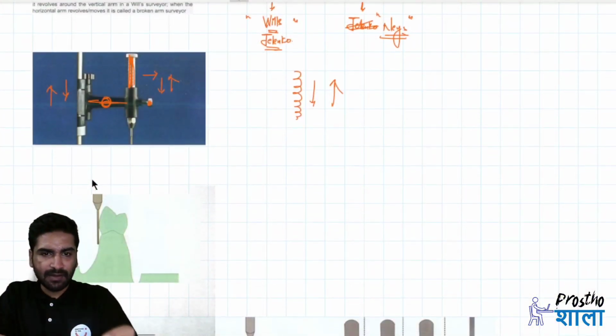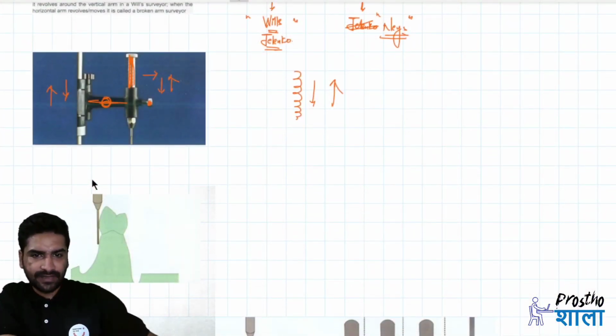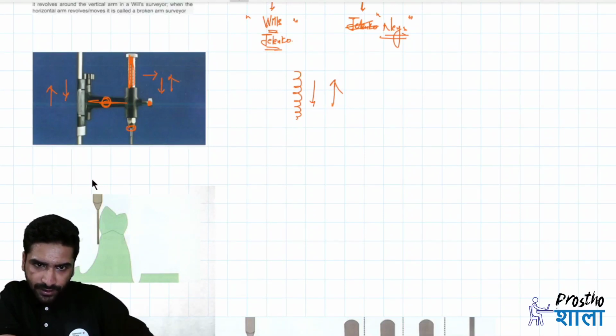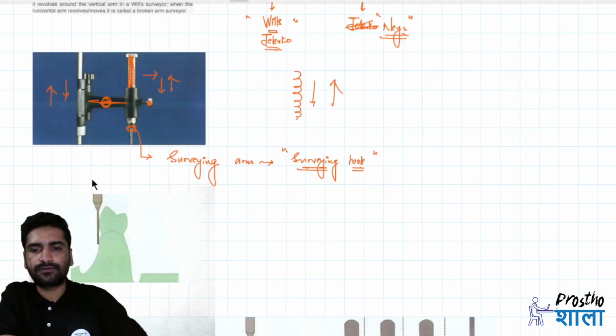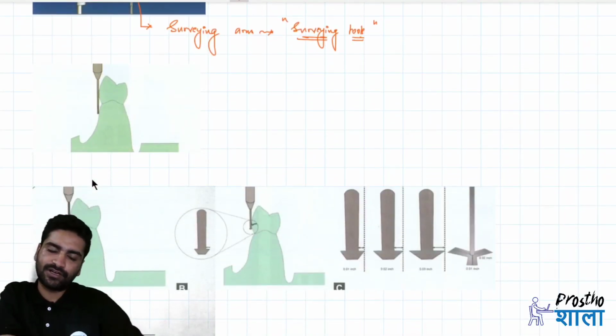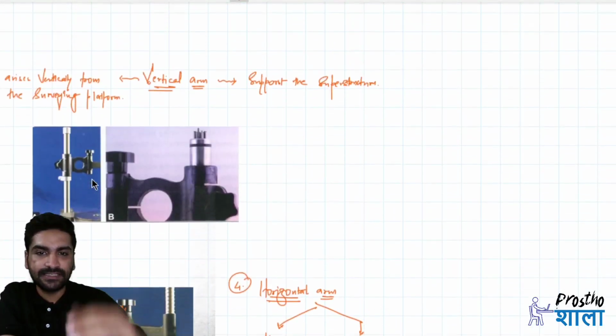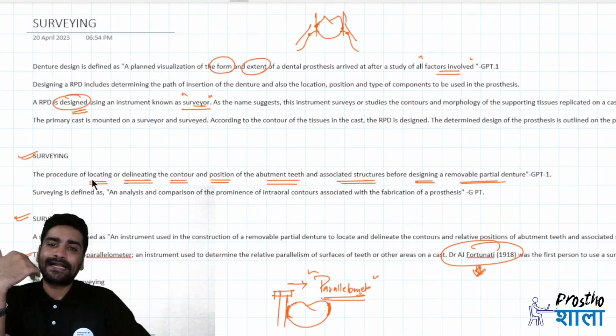This surveying arm, if you see, has a provision over here to attach something. So, surveying arm has a provision of attaching what? Surveying tools. Now there are various tools of surveying, right? You cannot just do surveying by all these parts which we saw right now, right?